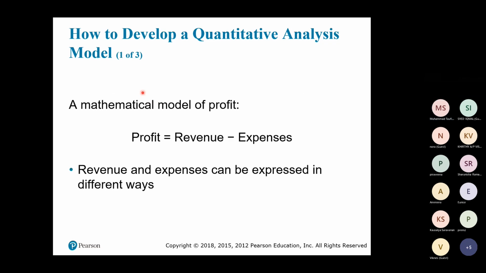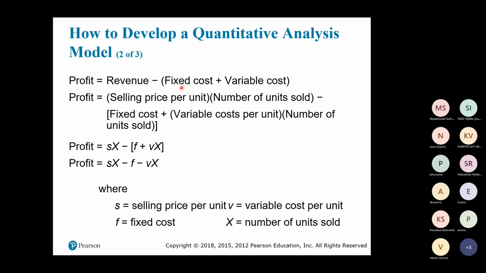Okay, so now expenses is equal to fixed cost plus variable cost. So you can see here, the expenses we now have to split into two terms: fixed cost and variable cost. Revenue we still maintain. Now we split the revenue. So revenue is equal to selling price multiplied by the number of units sold. And then variable cost we can split into variable cost per unit multiplied by the number of units sold.